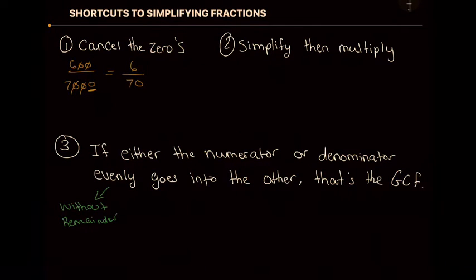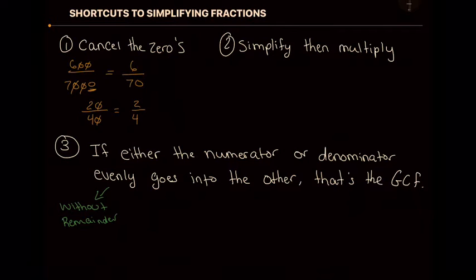Another example could be 20 over 40. So we can cancel 1 zero from the numerator and 1 zero from the denominator, giving us 2 over 4, making it a bit easier for us to simplify. And this gives us 1/2. If you're unsure as to how I got 1/2 from 2 over 4, you can watch my previous video explaining how we simplify fractions using the greatest common factor.